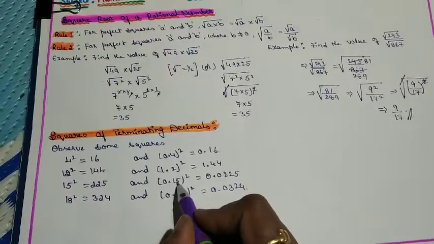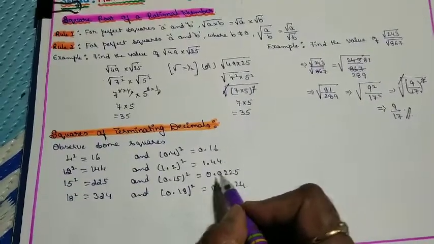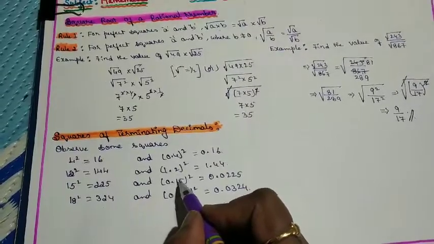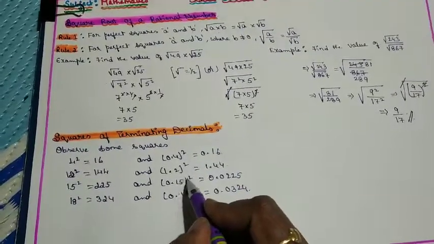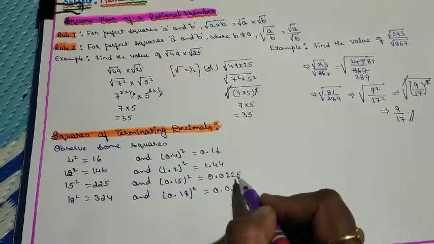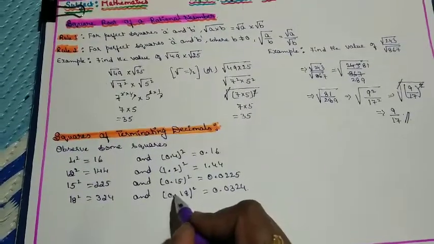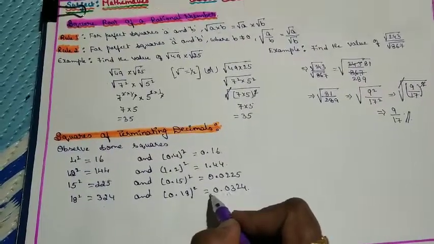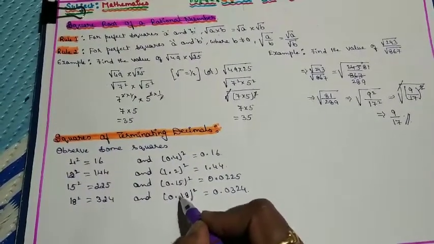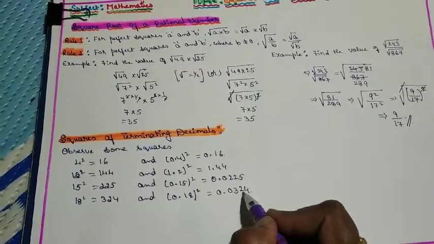Then 0.15 whole square. If I consider only the number, that is 15, 15 square is nothing but 225. But after the decimal point, the base has two digits. That is 2 digits squared, then it turns into 4 digits. You can see from the right side, 1, 2, 3, 4. After 4 digits, we have the point. Then 0.18 square: 18 square is nothing but 324. But after the decimal point, we have 2 digits under the square. So it is written as 0.0324.